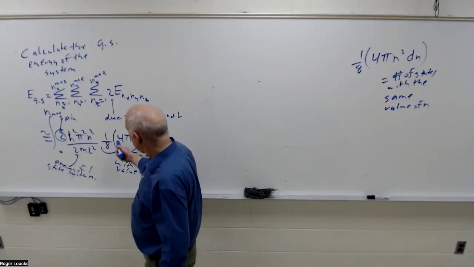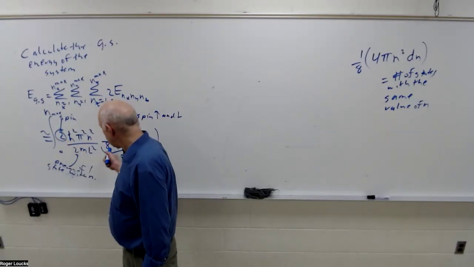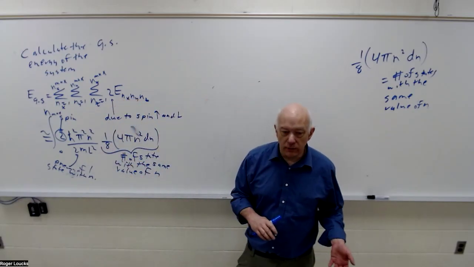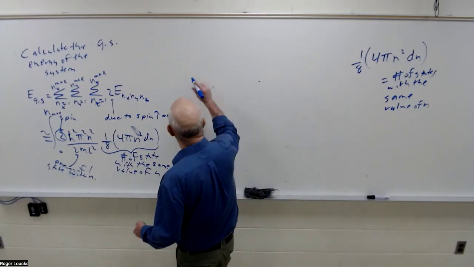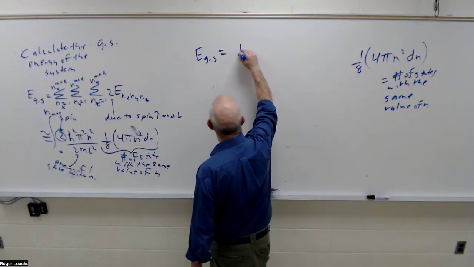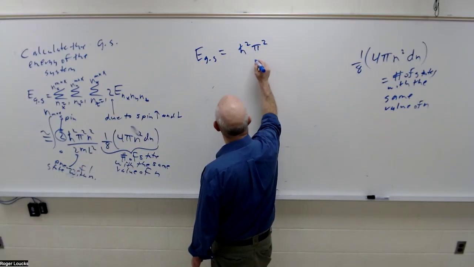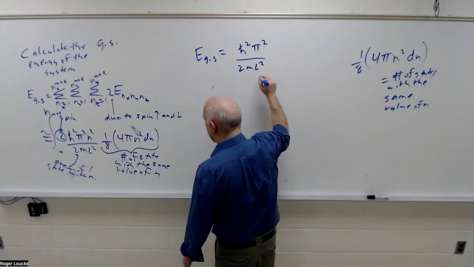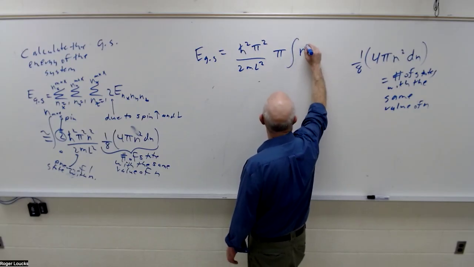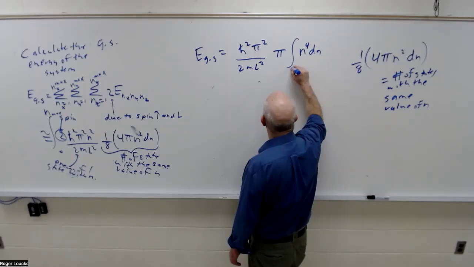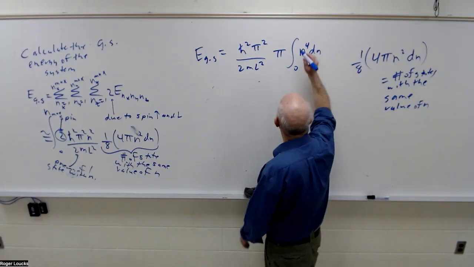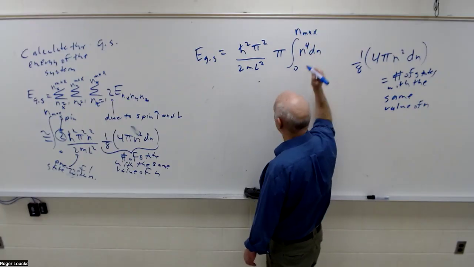So what happens here? The 2 and the 4 and the 2 cancel the 8. And I'm going to write this in a way that looks a little odd. There's a reason I'm writing it like this. I'm going to say that this energy here is the ground state. I'm going to write this as h bar squared pi squared over 2mL squared. I'm pulling that out. I'm going to leave my pi here. Then I'm going to have this integral of n to the 4th dn. I know I can make this pi cubed. I don't want to, and there's a reason. Just hold that thought. This is going to go to some n max.